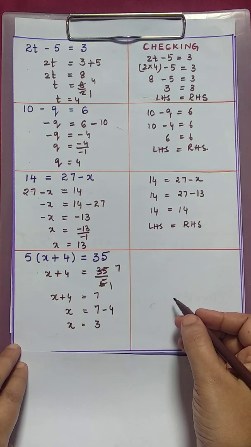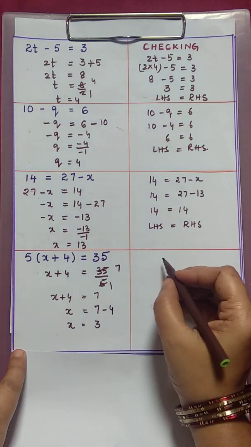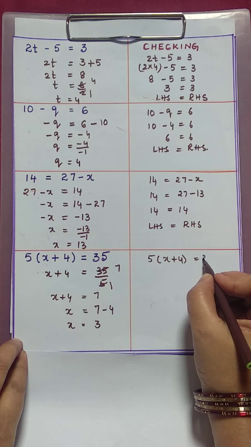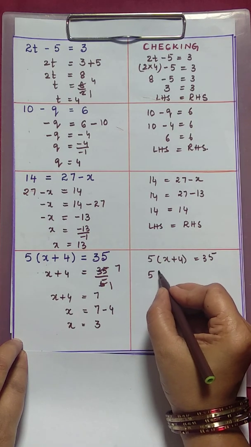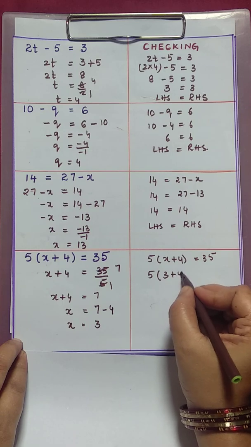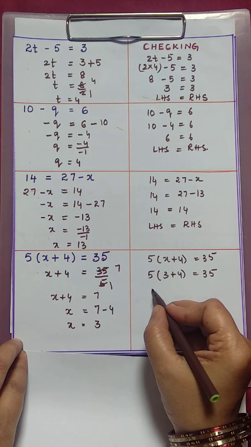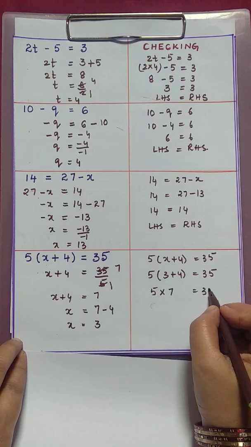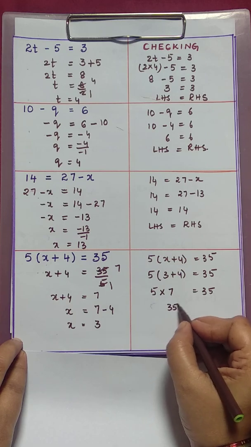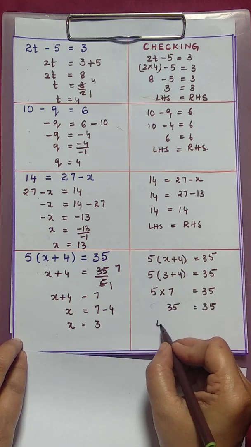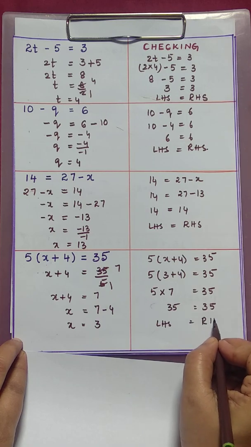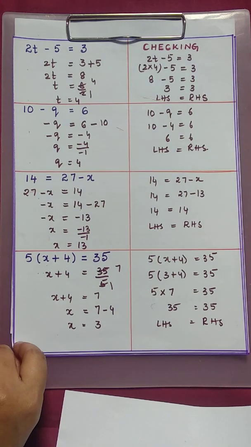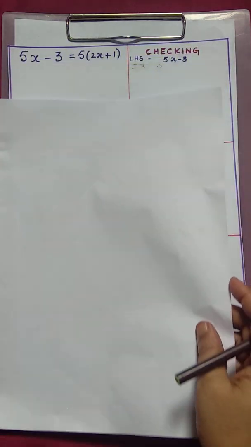Now let us check whether this value satisfies the equation or not. 5 into x plus 4, which is equal to 35. So 5 into, x value is 3 here. 3 plus 4, which is equal to 35. Now 5 into, no symbol means it is into. 3 plus 4, 7, which is 35. 5 sevens are 35. 35 is equal to 35. It means LHS is equal to RHS. So the x value 3 satisfies the equation. Now let us solve some more examples.